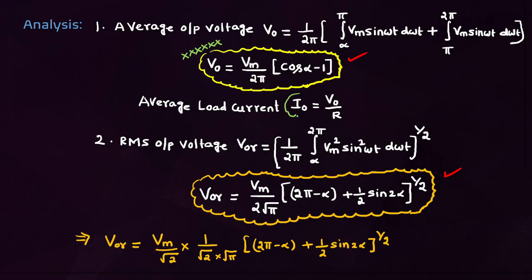What is the average output current, students? I naught equals V naught by R. What is the RMS output voltage? RMS output voltage equals Vm by 2 root pi into (2 pi minus alpha plus 1 by 2 sin 2 alpha) whole to the power of 1 by 2. This is the RMS output voltage.